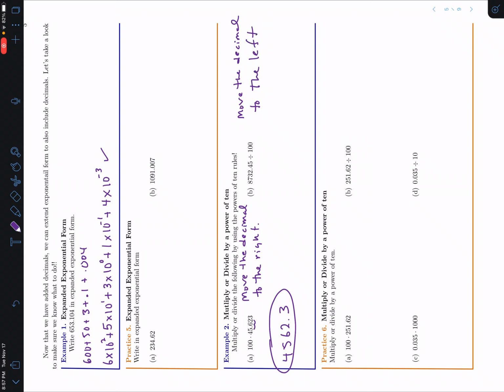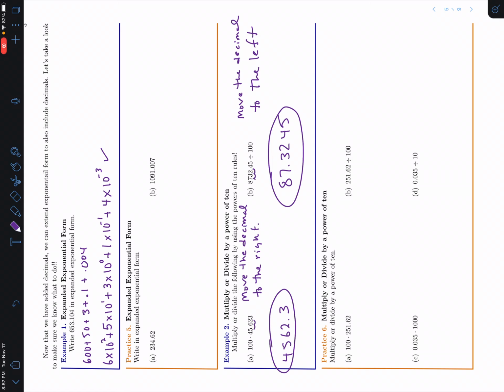And so again, how many places to the left do I move it? Again, it's all based on the zero. So since I've got 2 zeros in 100, starting at the decimal, I'm going to move 2 places back. So that's going to give me 87.3245, which again gives me a nice smaller number.